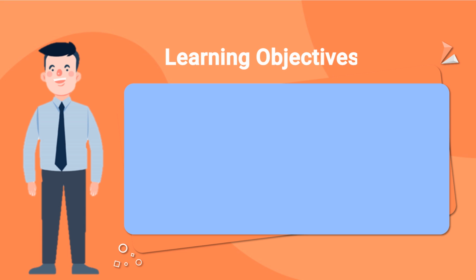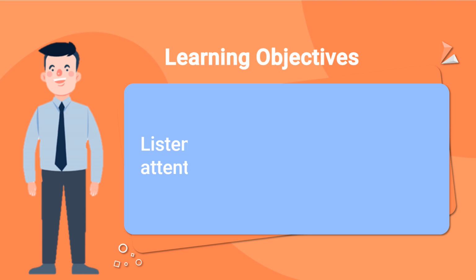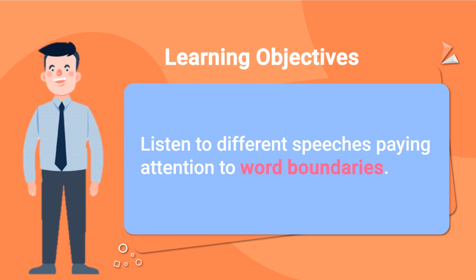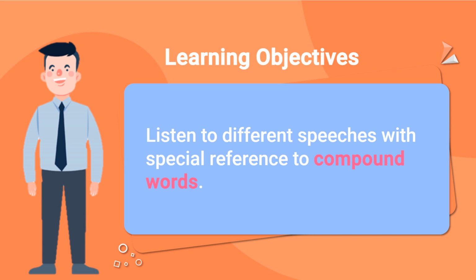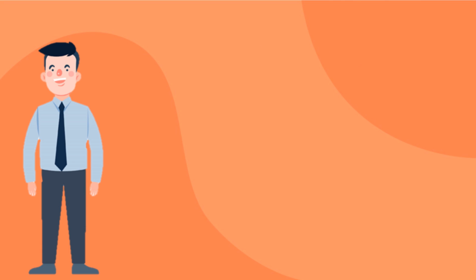And at the end of this lesson, you should be able to listen to different speeches with particular reference to weak forms. Listen to different speeches paying attention to word boundaries. Listen to different speeches with special reference to compound words. And also, listen to different speeches paying attention to phrases. Now, are you ready? Then let's begin by looking at what each of our focus points means.